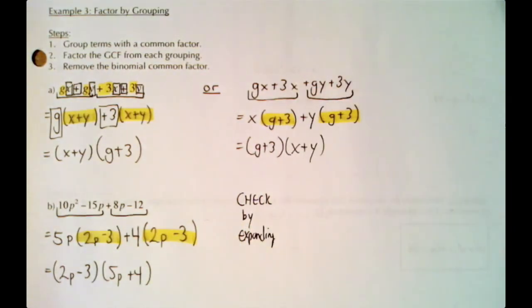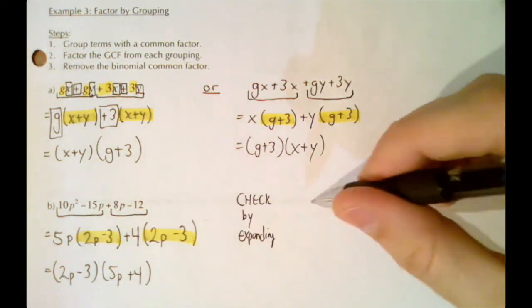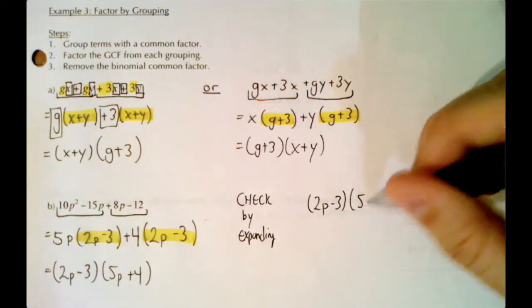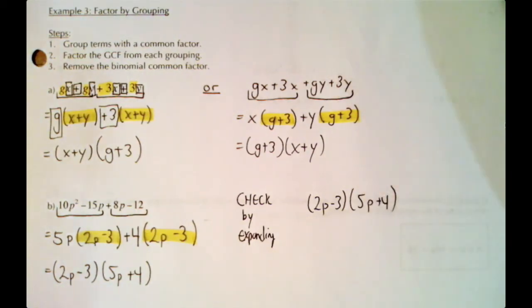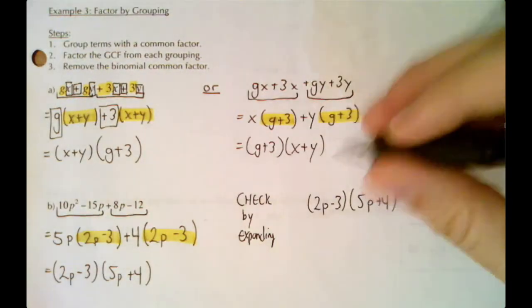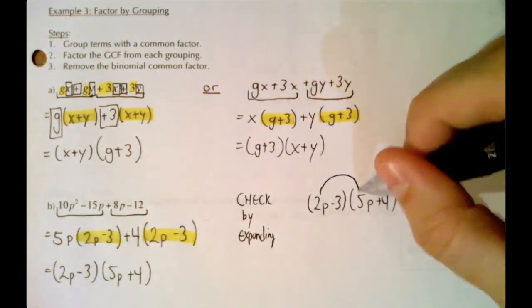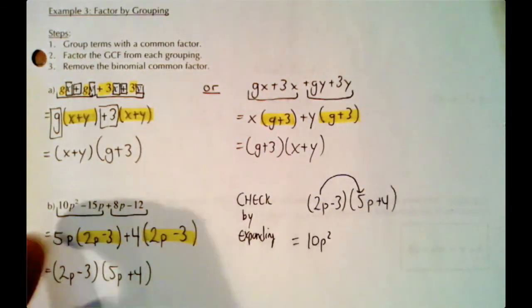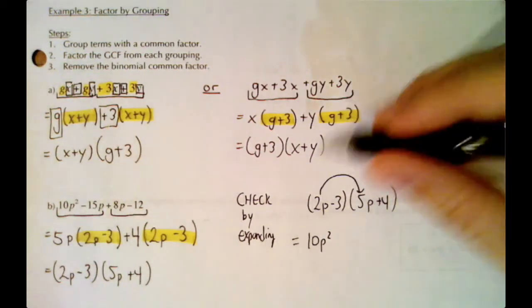So I'm going to do that check over the side here. 2p minus 3 and 5p plus 4. Now, if we factored correctly, the expanding should give us exactly what we have up here. So let's try. Let's FOIL this out. 2p times 5p gives us 10p squared. Perfect, that's our first term. On the right track so far.